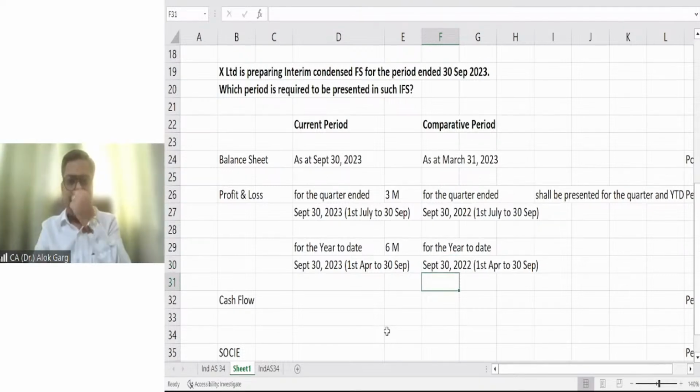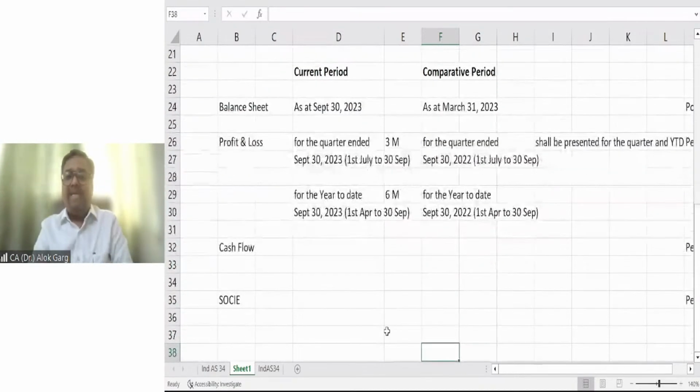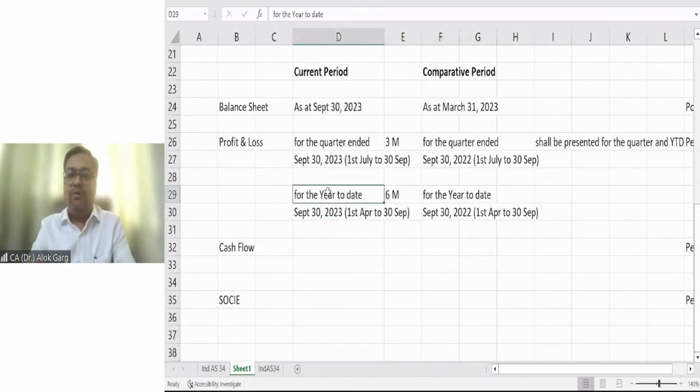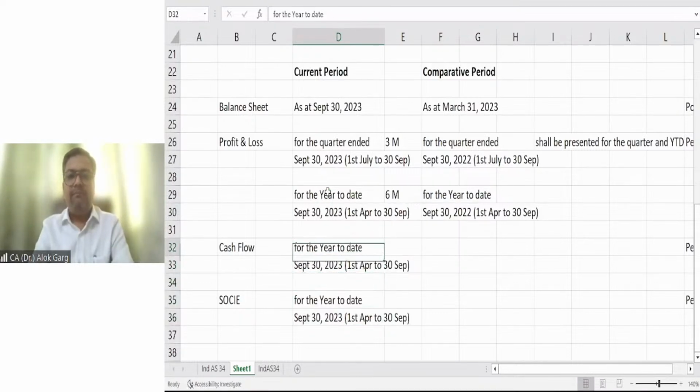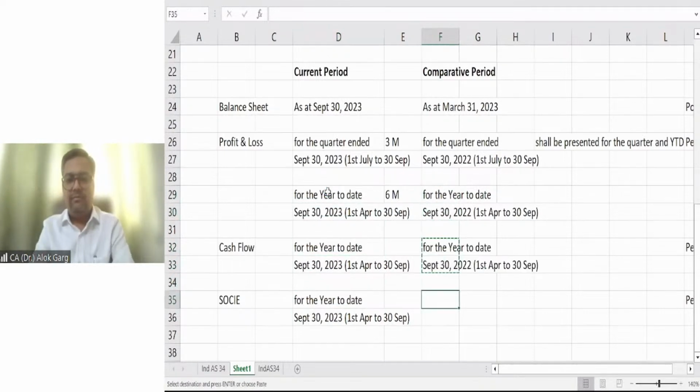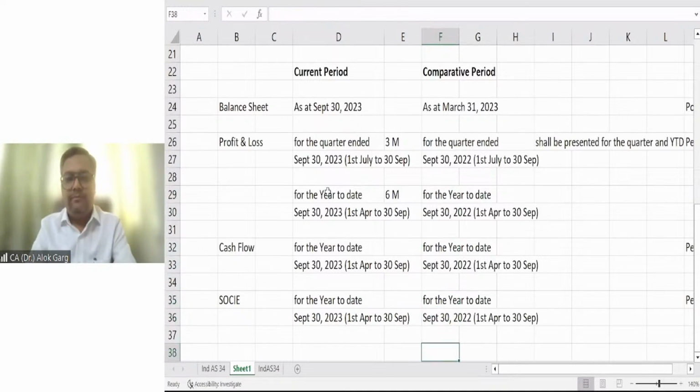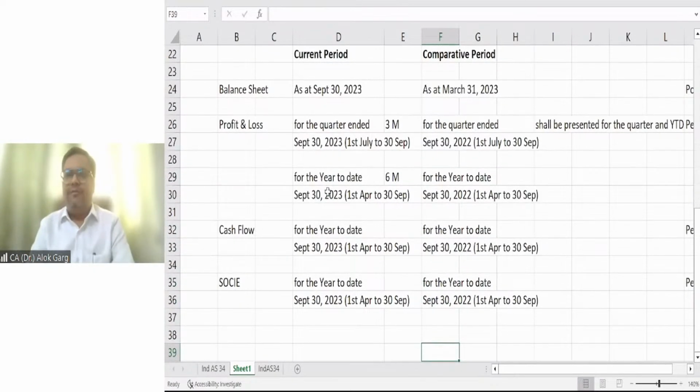Right? Is that clear? But for cash flow and SOCI, it is always year to date. Simple, 6 months. Year to date needs to be given. Any doubt, friends? Any doubt so far?